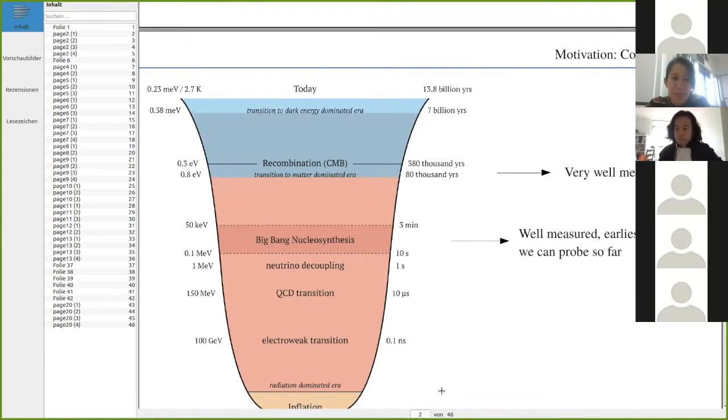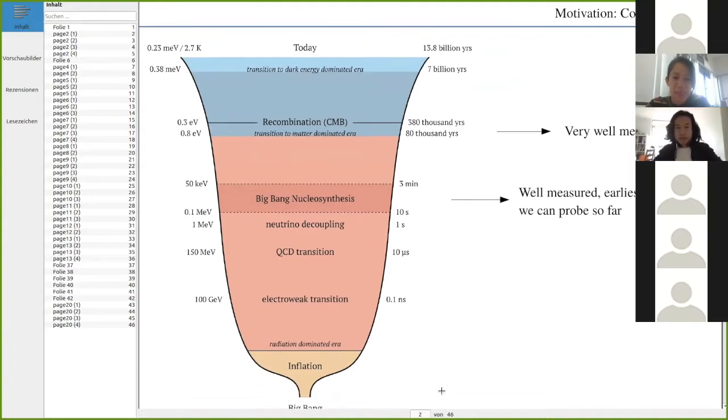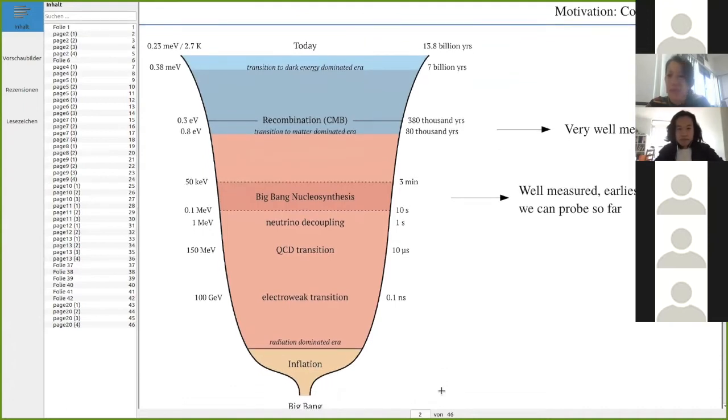So does it still look okay for you? Okay, I somehow have to. So if you can't see the slides properly, tell me, because for me, everything just got a bit shifted.